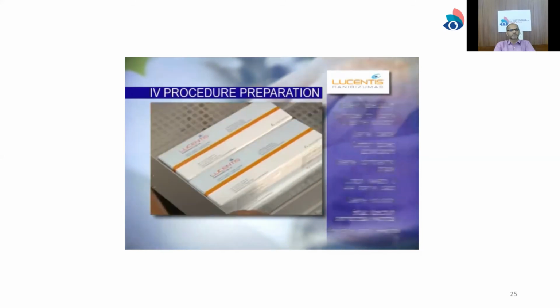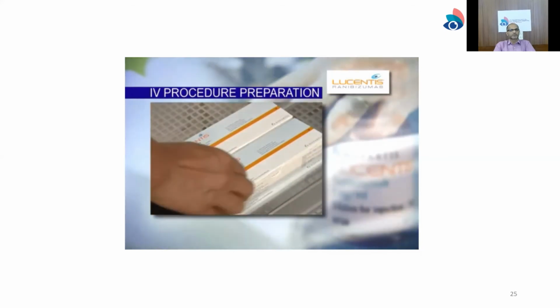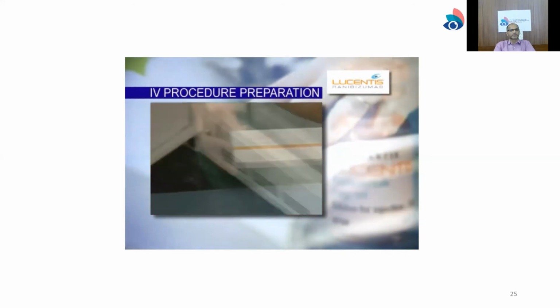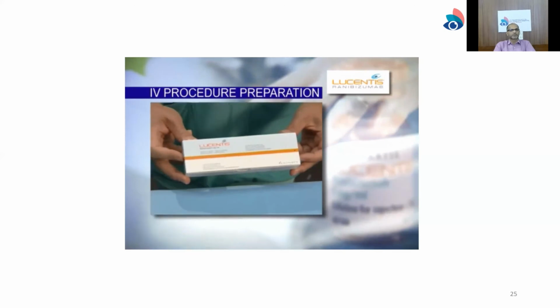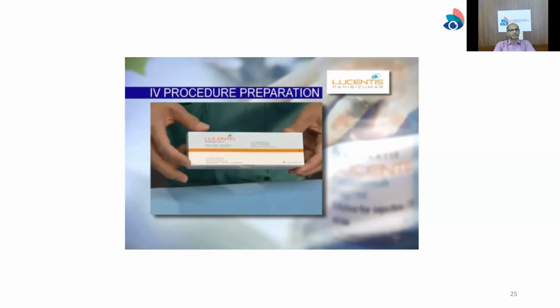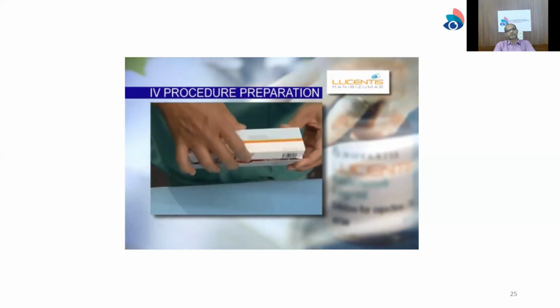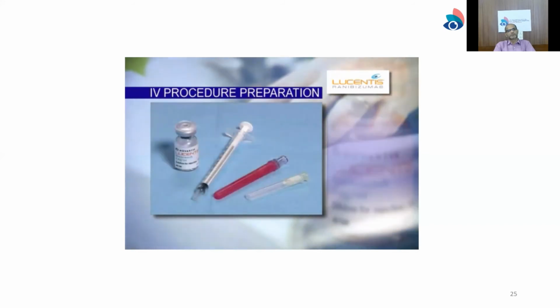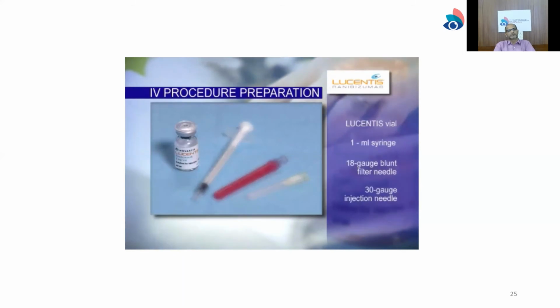Next, remove the Lucentis from the refrigerator. The vial should be refrigerated until just prior to injection. It should never be frozen, exposed to direct sunlight, reused between patients, or used beyond its expiration date. Included in the Lucentis injection kit are the single-use Lucentis vial, a 1 milliliter syringe, an 18-gauge blunt filter needle identified by a purple hub, and a 30-gauge injection needle identified by a yellow hub.